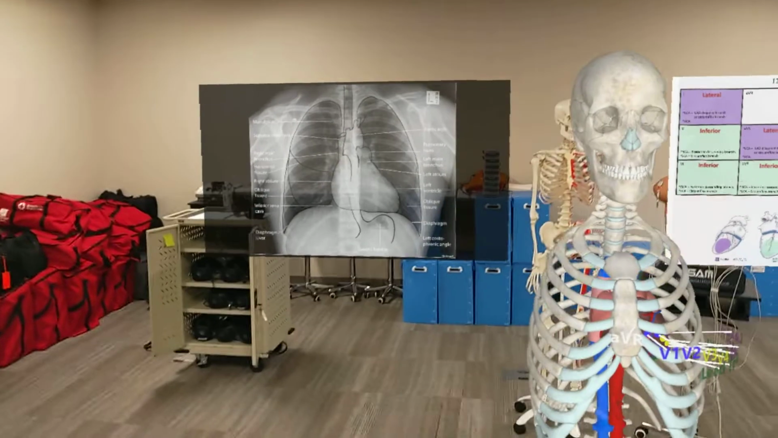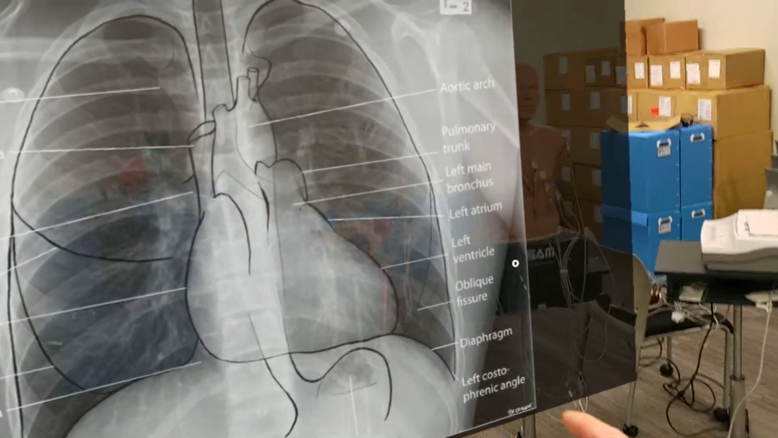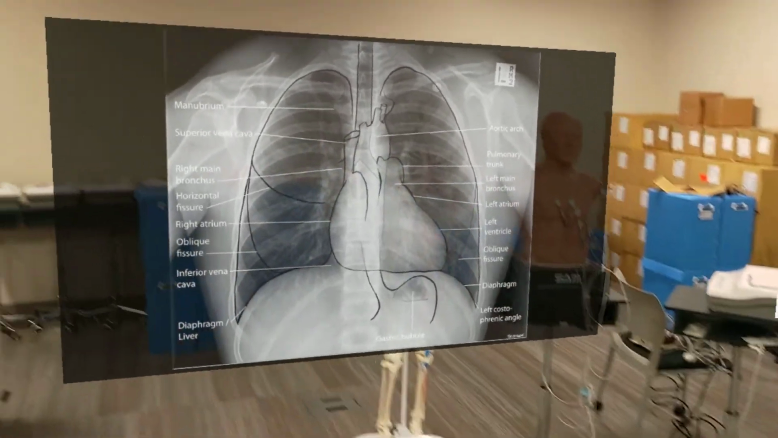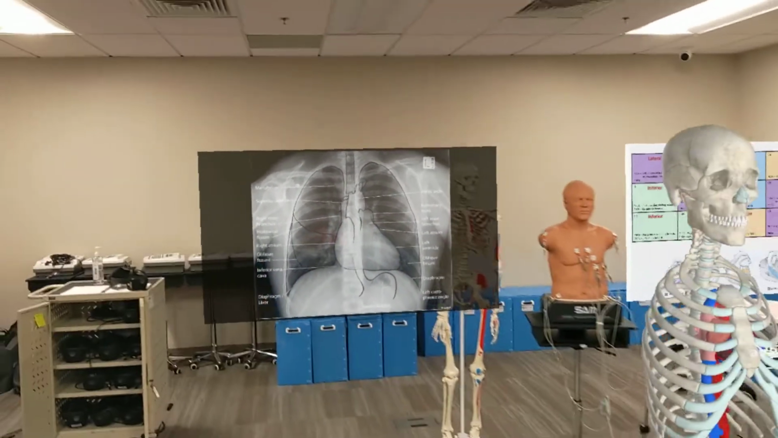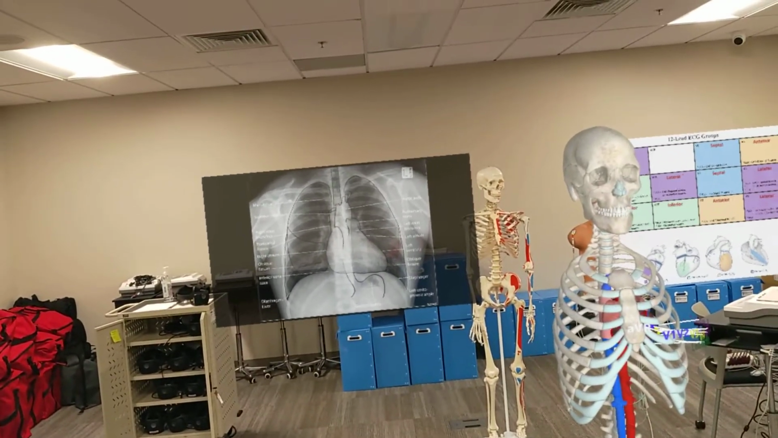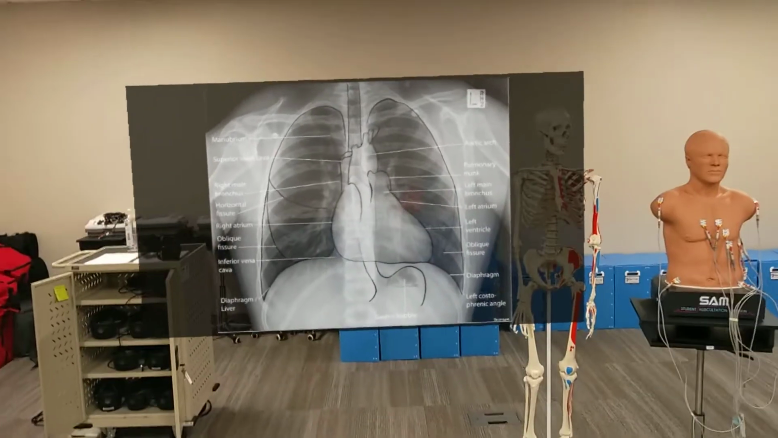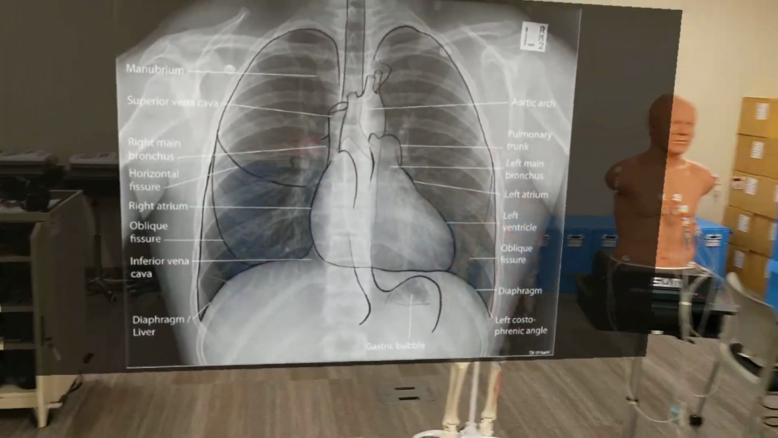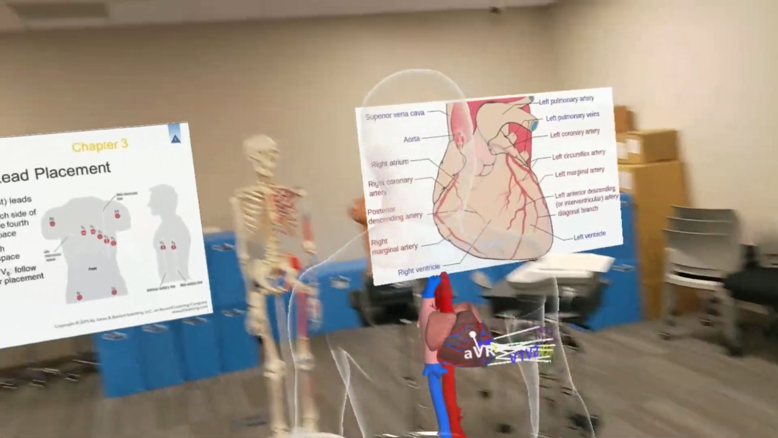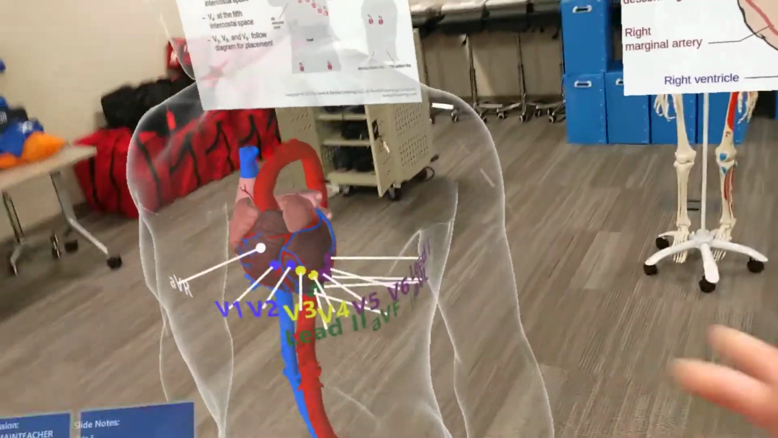So this is how it would look in a normal breathing person. This is an actual X-ray of the cardiac, the heart, the cardiovascular system, and how it sits in the chest cavity itself. So what does all this mean? So we took the bones away.